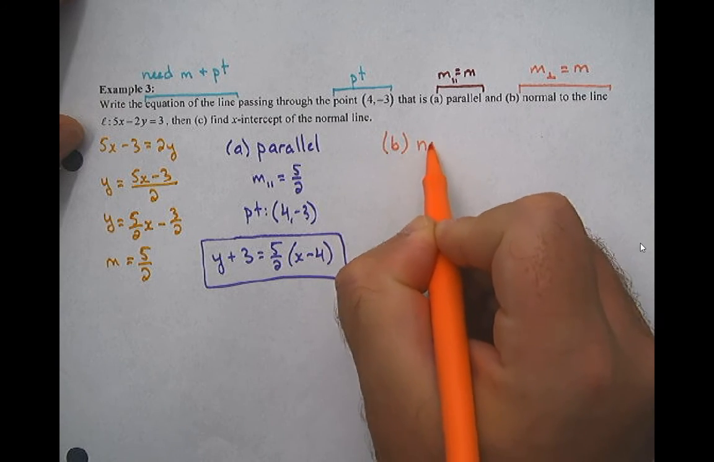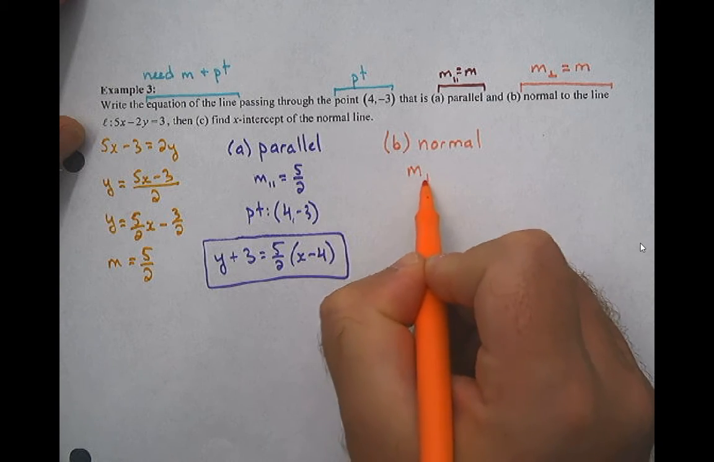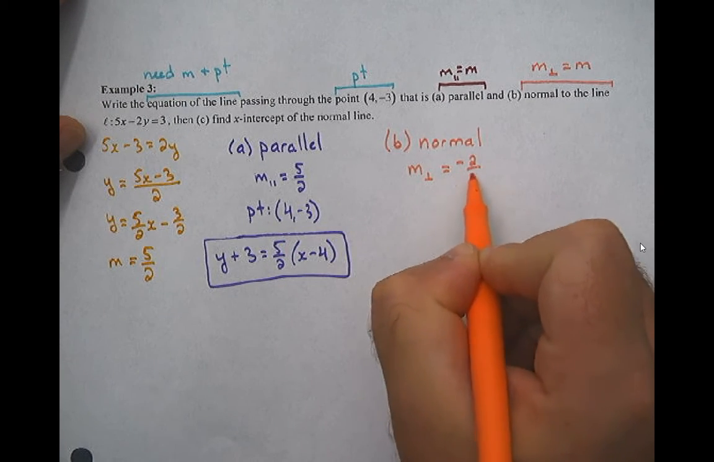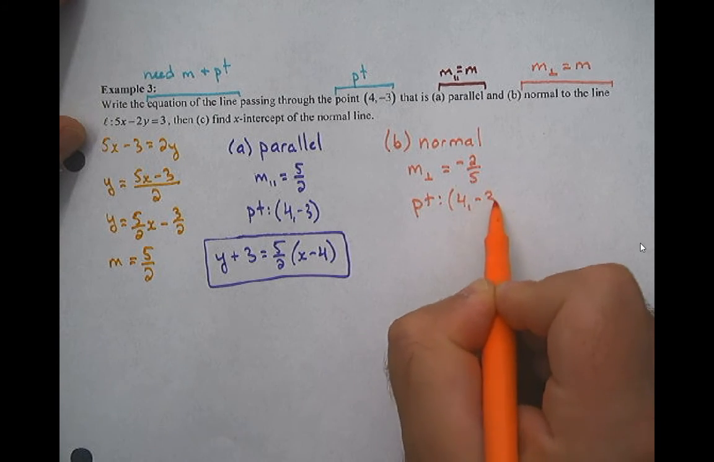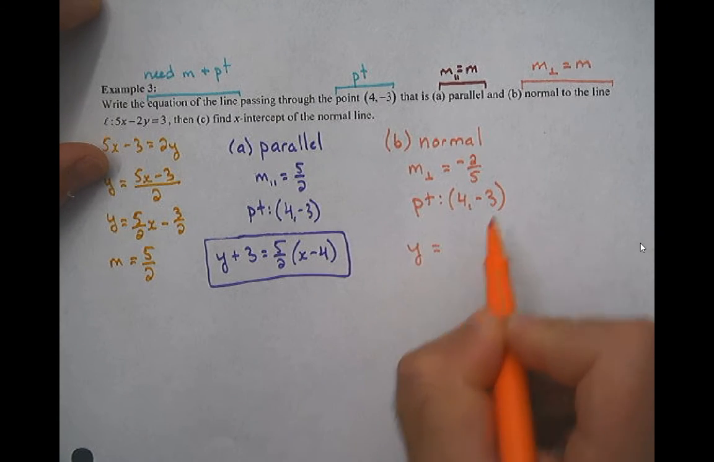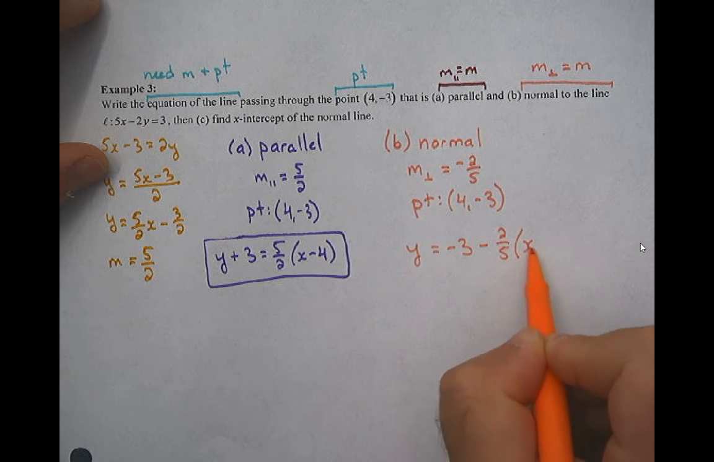if I'm going normal, my perpendicular slope would be equal to opposite and reciprocal. My point is still (4, -3). This time I'm going to go point-slope form. So y equals y₁ plus slope, but in this case our slope is negative, times the quantity x minus x₁.